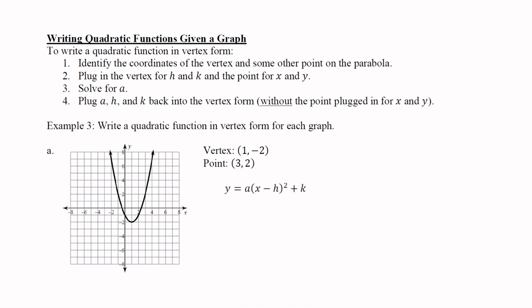Then you're going to take vertex form. You're going to plug in your x and y and your h and k. And then you're going to solve for a. And we get a equals 1. Now you can take that a value, plug it in. We don't have to write it because 1 times anything is just that anything. And so we'll plug in our vertex at h and k to get our final function, leaving x and y alone.